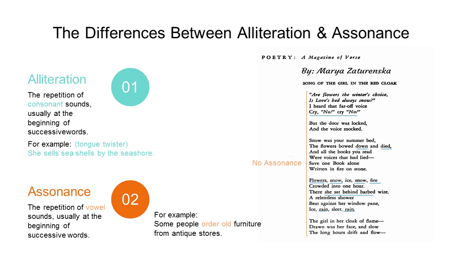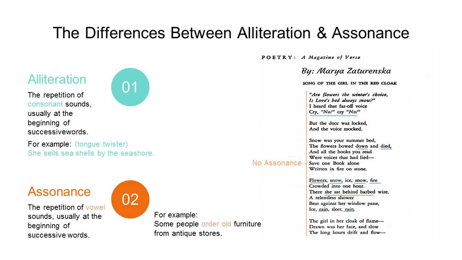And in this example of the poetry, we can see in stanza number 1, there is alliteration: cry, no, cry, no. And for stanza number 3, down, dive. And for stanza number 4, flowers, fire, snow, snow, rain, rain. Okay. For the next is assonance.